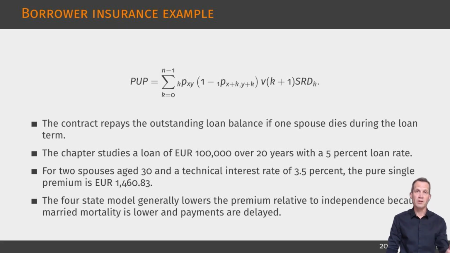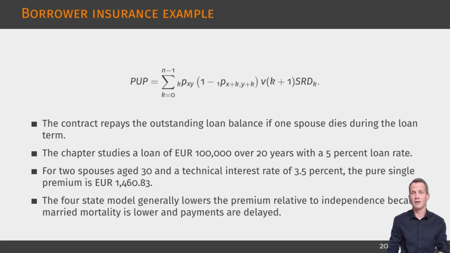Equation 3.3 gives the pure single premium. In words, it sums over all years of the loan the discounted outstanding balance multiplied by the probability that both spouses have survived up to the beginning of the year and that at least one death occurs during the year. The outstanding balance decreases over time, while the probability of death increases with age, so the premium combines a financial amortization effect with a mortality effect.